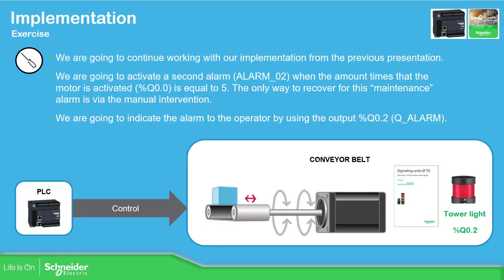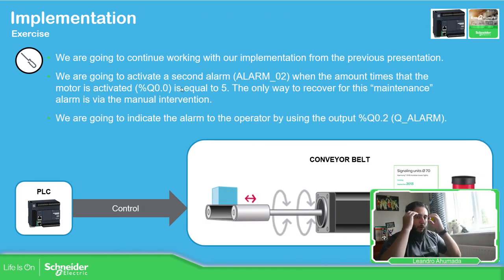The idea now is to count the number of times that the motor is activated. For example, if you have a motor that has been turned on too many times, I don't know, 2000 times, you can activate an alarm to call the service or something similar. In this case, when we turn on the motor 5 times, we will execute an alarm. So just to use this counter.